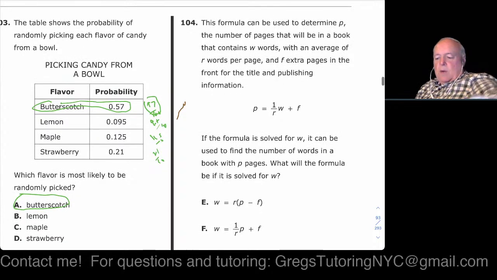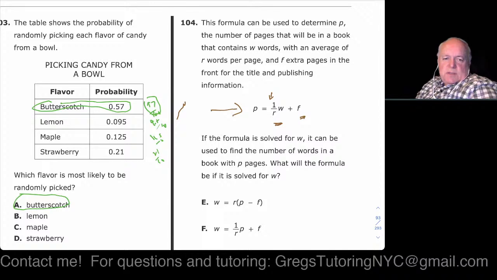All right, so 104, we're going to start at 104. This formula right here can be used to determine P, the number of pages that will be in a book that contains W words. So P is dependent on W with an average of R words per page. So we have this fraction here with 1 over R, and F extra pages in the front for the title and the publishing information. So this is basically how they're computing something. I guess they're producing a book.